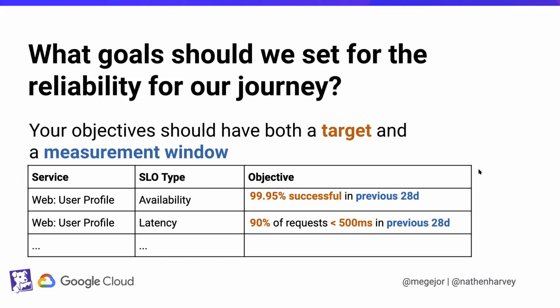So for our availability, maybe we say 3.5 nines successful in the previous 28 days. And then for latency, maybe we say 90% of our requests are served in less than 500 milliseconds. Again, over the previous 28 days.